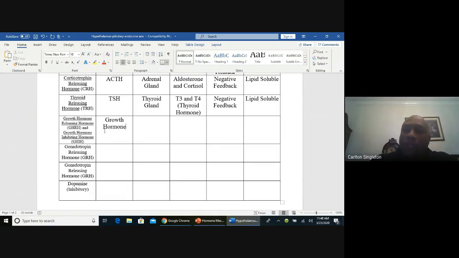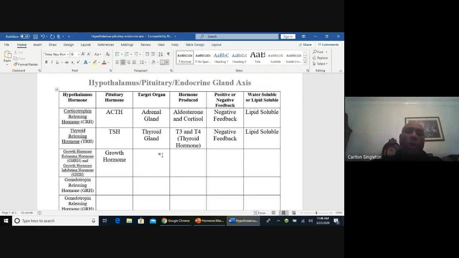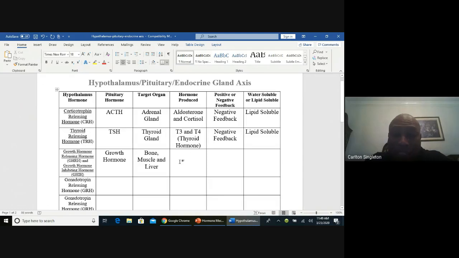I know you don't know the target organs. There's 3 of them, and this one's actually hard. The 3 target organs of growth hormone are bone, muscle, and lastly the liver. And we make a hormone that's really important, so I'm going to ask this on your test: insulin-like growth factor 1. That's the one you're going to make in response. I also call this IGF-1.